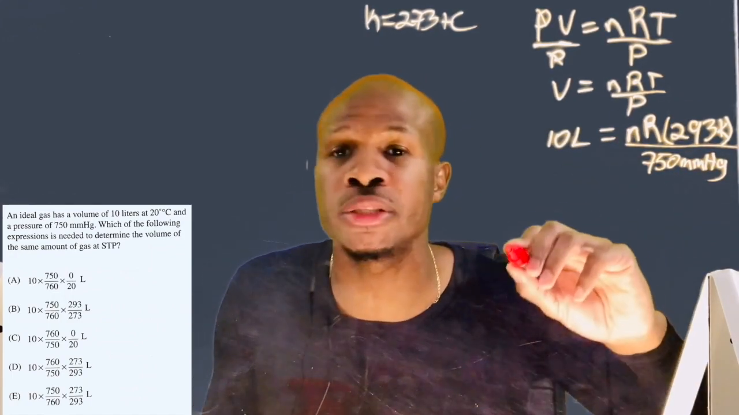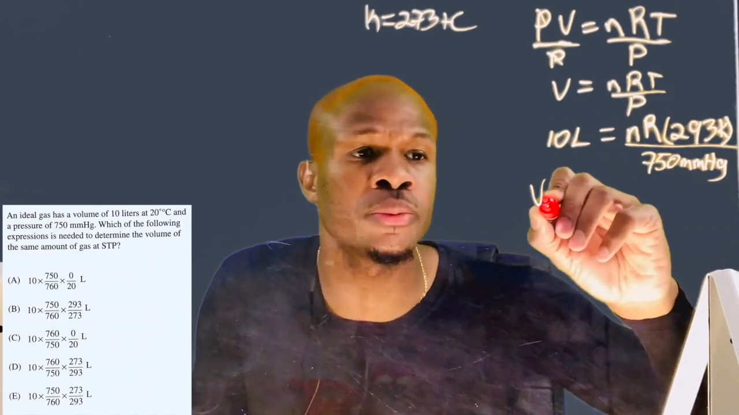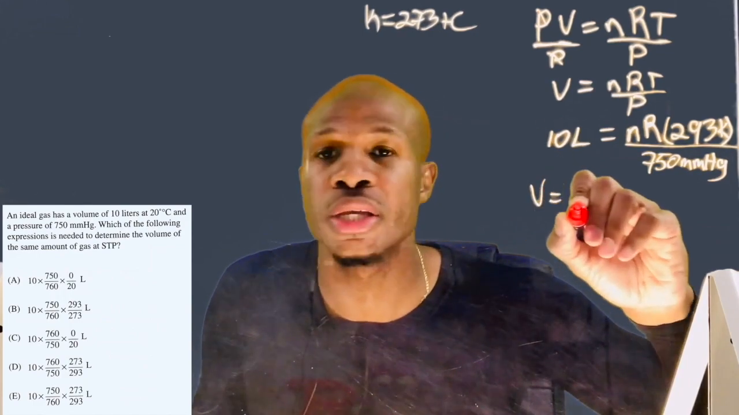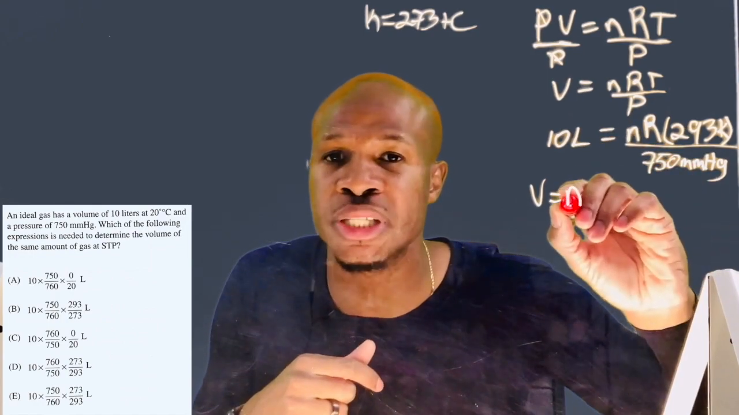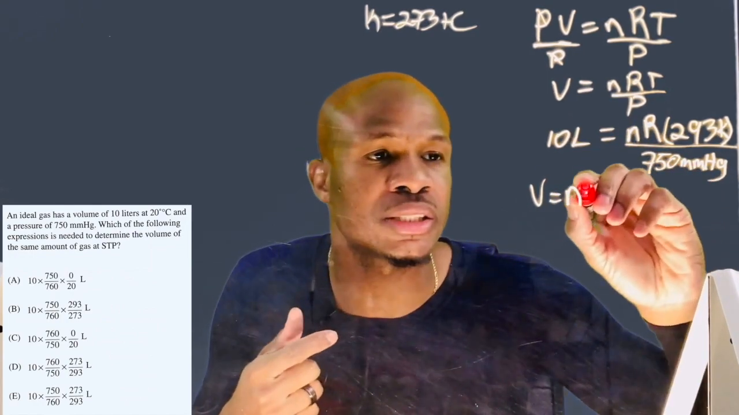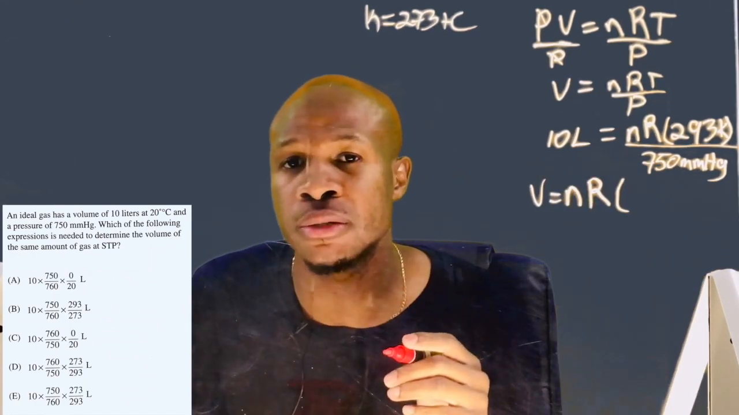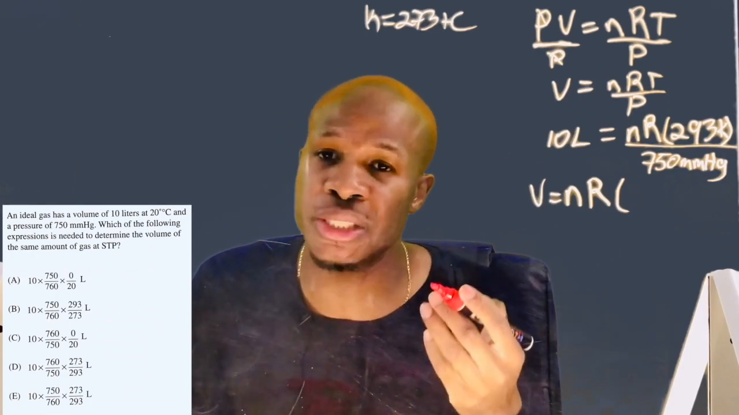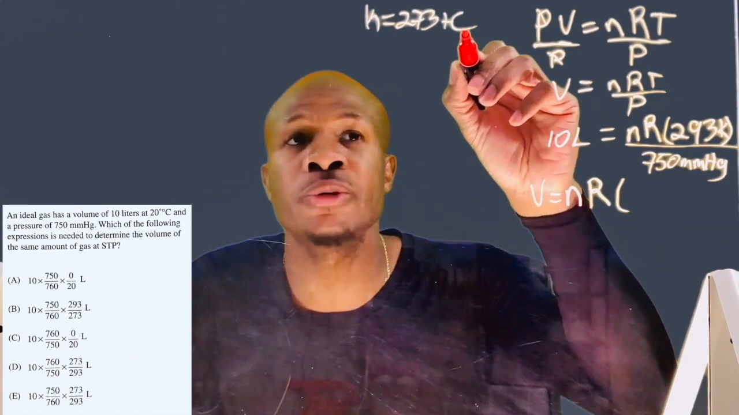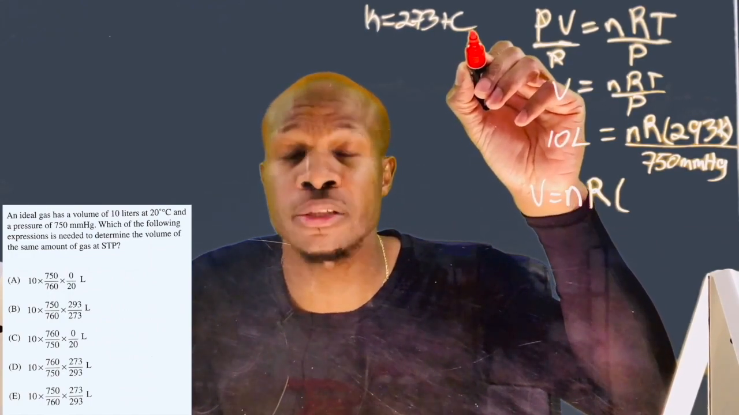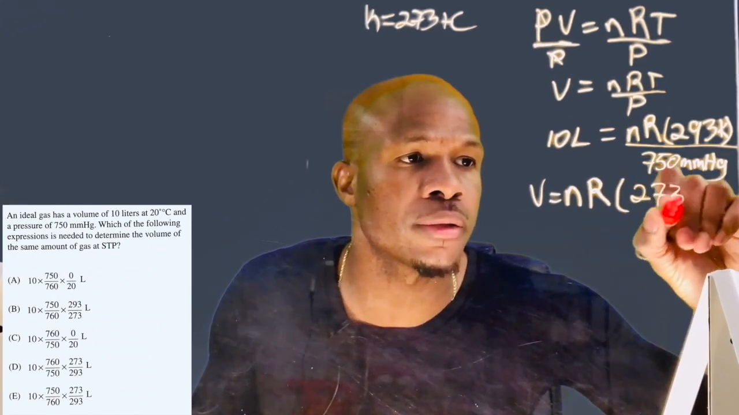Okay. Now what are we trying to do? We're trying to find our new volume, when the same n stays the same. This n here will equal this n here. R is just a constant. It's the same R. And then standard temperature is 0 degrees Celsius, which is basically the freezing point of water. And remember, if I put 0 in for Celsius, I just get 273. So that's 273 Kelvin.